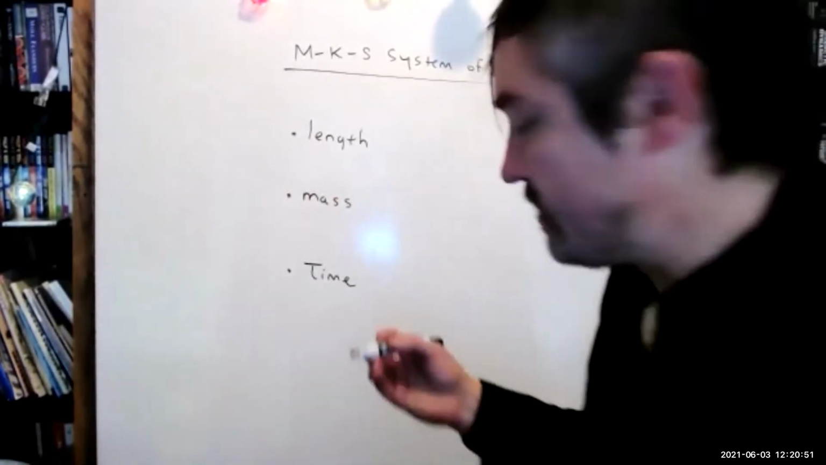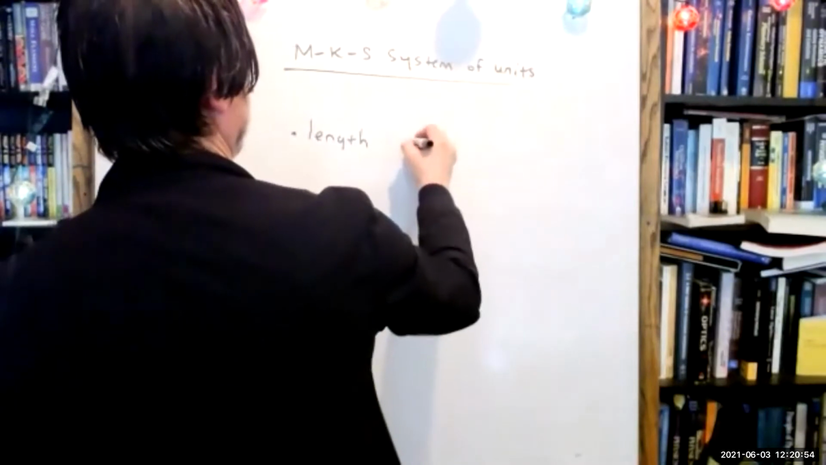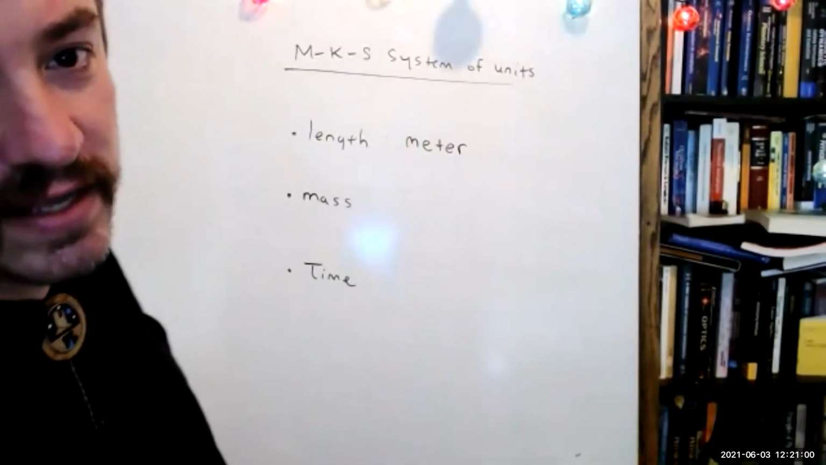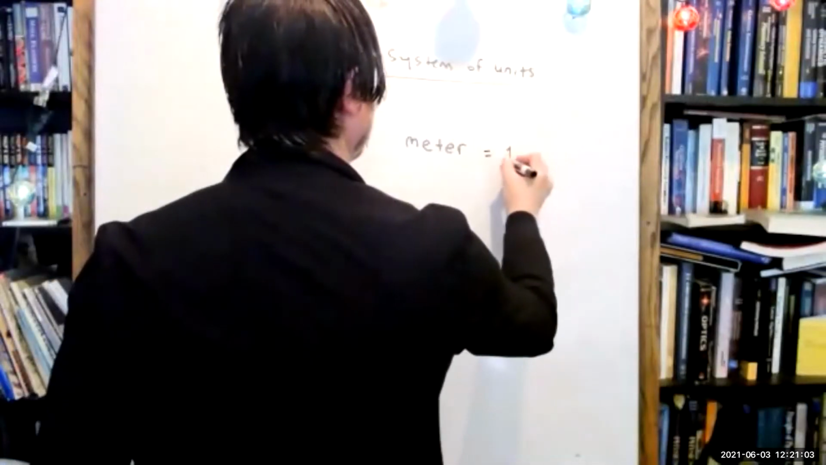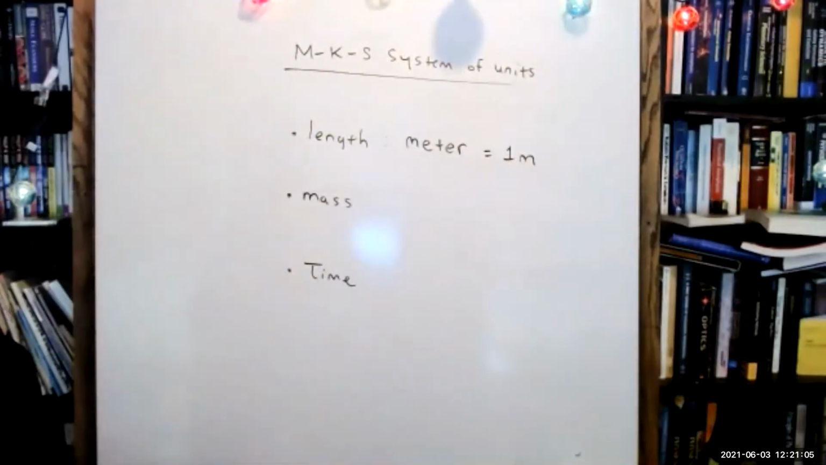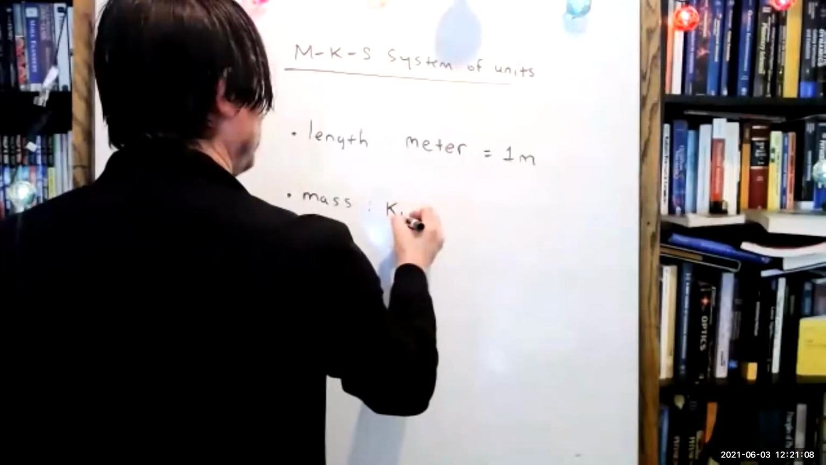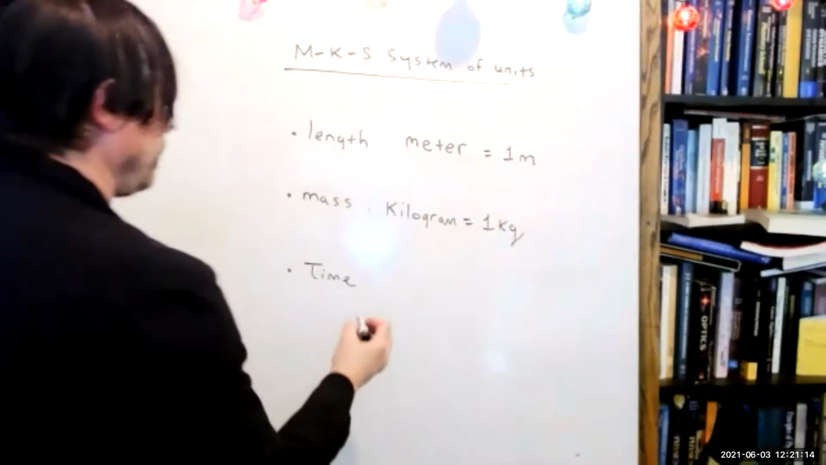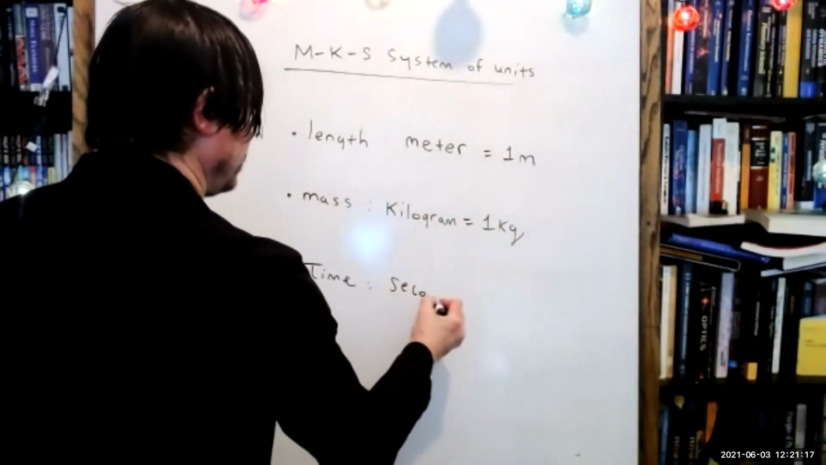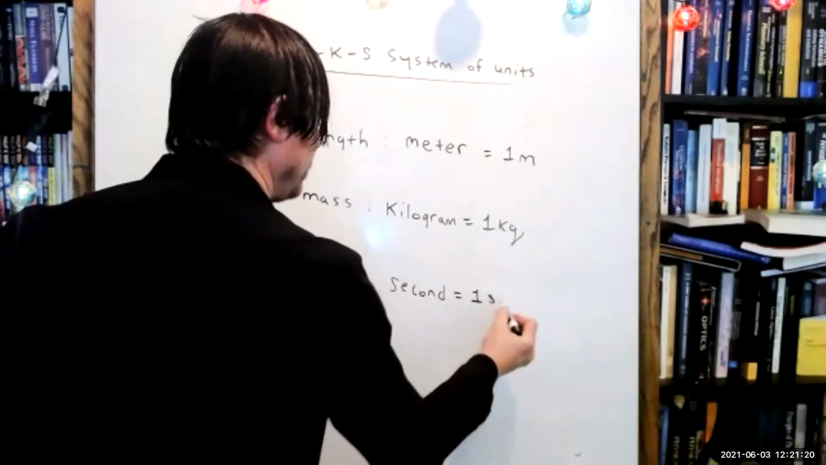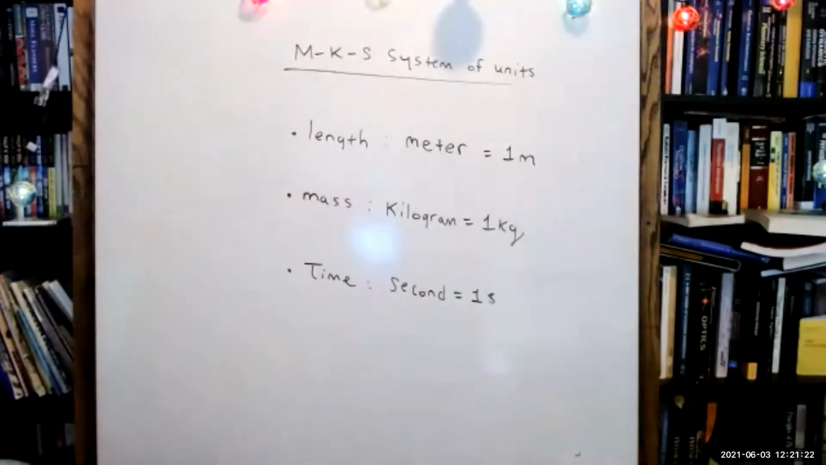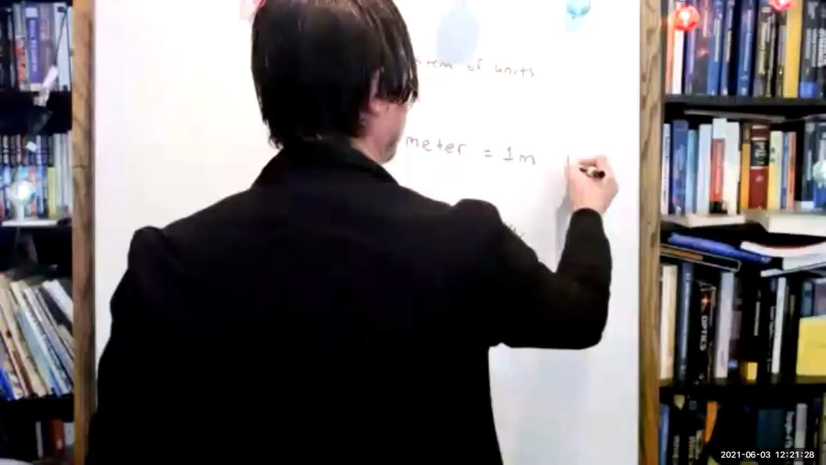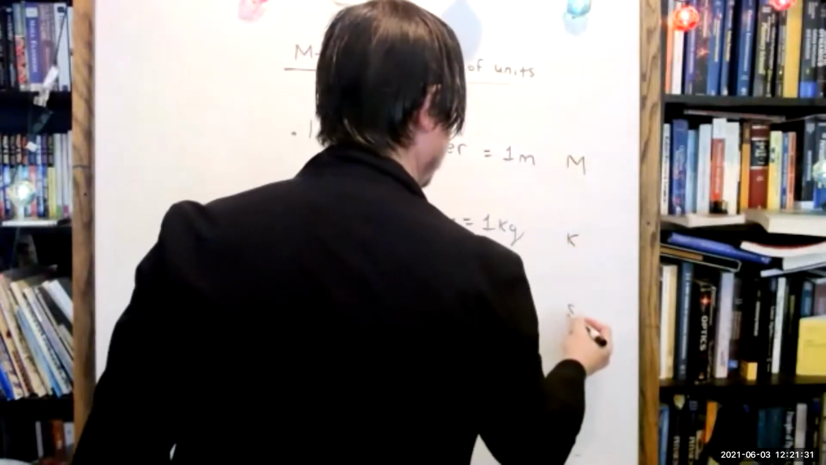Because we're going to be using the metric system, our fundamental unit of length is going to be the meter. The meter is the gold standard for measuring lengths in physics. Abbreviation 1 m. The standard unit of mass is the kilogram, 1 kg. And of course, the fundamental unit of time is the second in both metric and imperial units. Taken together, the set of units, meters, kilograms, and seconds, are sometimes referred to as the MKS system of units.